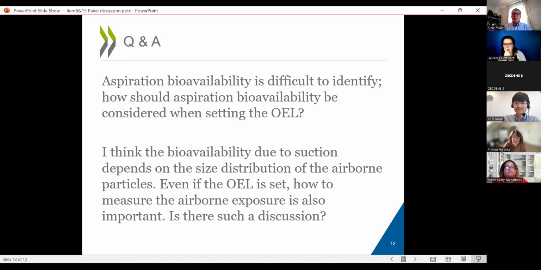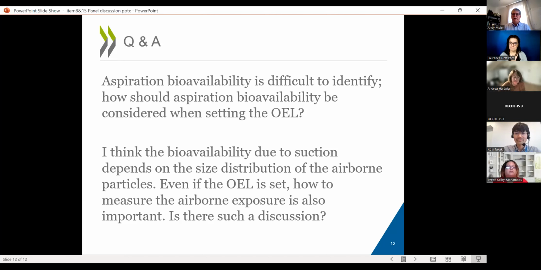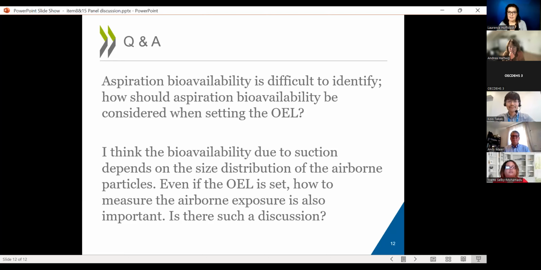And there's also a lot of work going on the measurement side, as was mentioned here, about particle size selective measurement techniques, and those are continuing to improve and evolve as well. So I think we are getting much more sophisticated in our ability to set OELs based on size selectivity, and set OELs based on where the deposited dose is, using inhalation dosimetry tools. So those things are happening. Thanks, Andy.